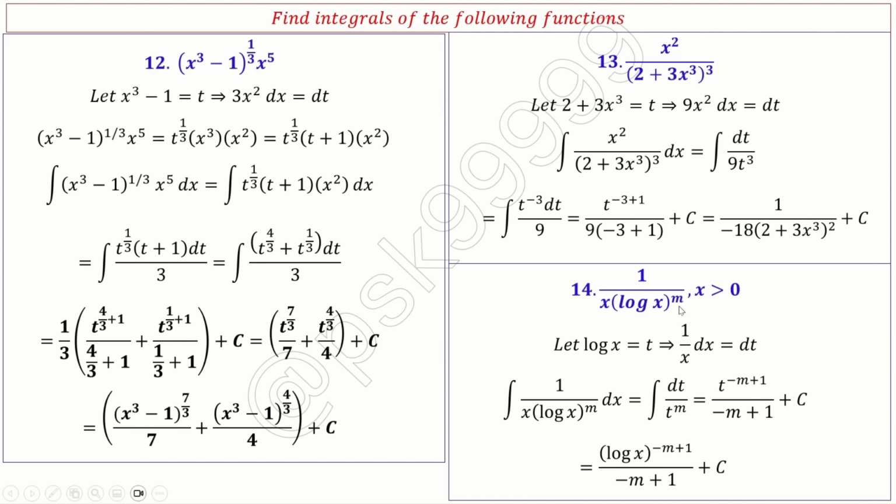Okay, 1 by x log x whole to the power of m. All these problems are the same. Don't worry about the power actually. Take log x as t, then 1 by x dx is dt. So this is nothing but integration of dt by t to the power of m, which is t to the power of minus m plus 1 divided by minus m plus 1 plus c. Okay, where it is nothing but log x whole to the power of minus m plus 1 divided by minus m plus 1 plus constant. Okay, next.